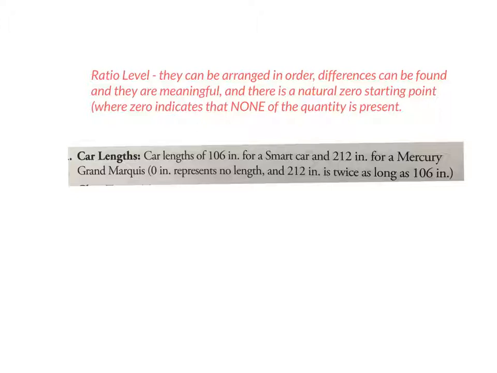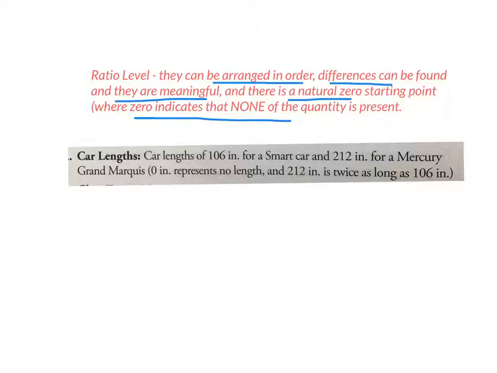All right, the ratio level is the last level. That's the best level, the highest level. You can do everything with them. They can be arranged in order. You can find the differences. The differences are meaningful, and there's a natural 0 starting point. The 0, by the way, indicates none of the quantity is present. That's what the 0 actually does. Like, the temperature wasn't one because 0 degrees doesn't mean there's not a temperature. It's just cold.